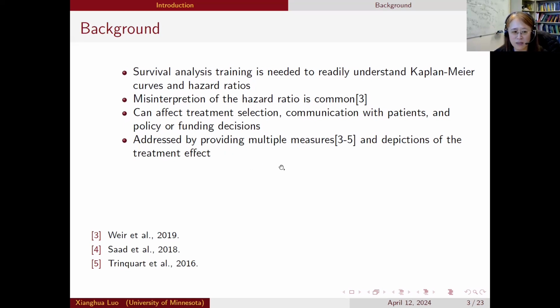So these issues have been addressed maybe by different methods, for example, providing multiple measures of a treatment effect, or providing depictions of different treatment effect estimates. So some references are provided here, and I believe more references can be found in the paper published in the Contemporary Clinical Trials maybe 2 years ago with Sandra and Chap. Okay.